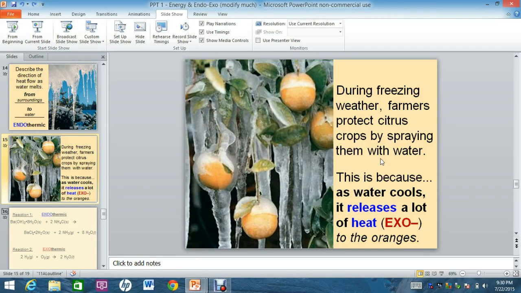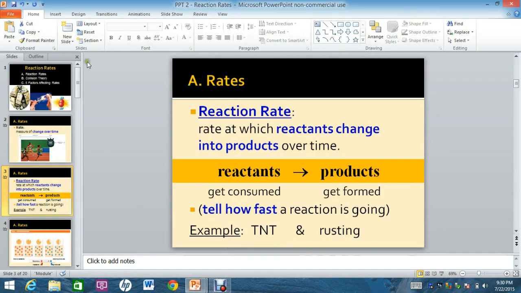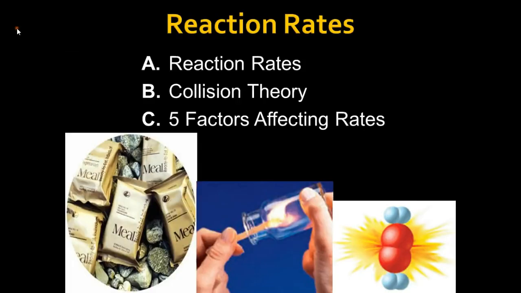And so here we have one more PowerPoint to wrap up Unit 10. And so this is going to be all about rates and reactions. So we're going to be talking about reaction rates, collision theory, and 5 factors affecting rates.